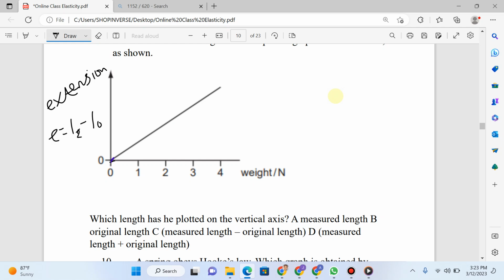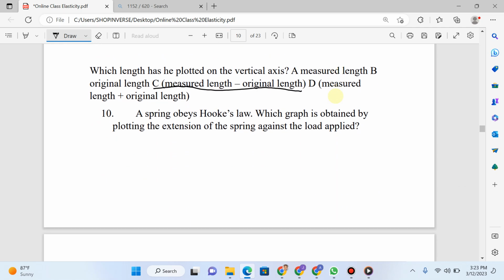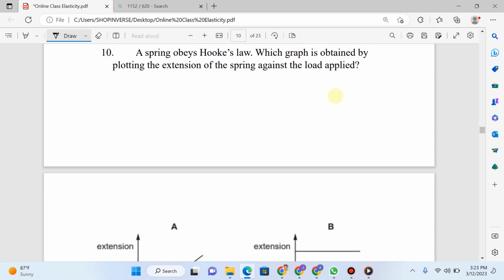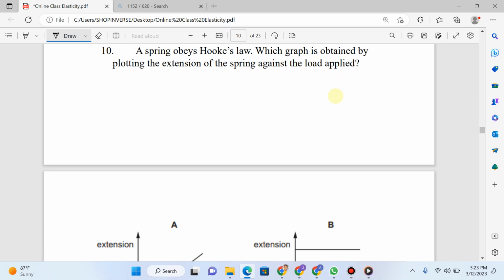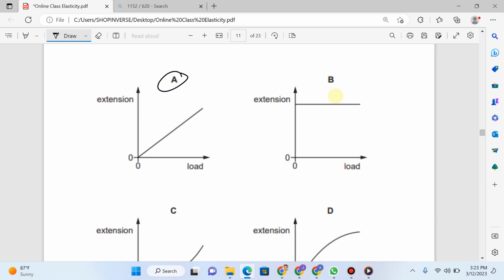Okay, good. So let's see the options. Option A, measured length, no. B, original length, no. C, measured length minus original length. Correct. Option C is the correct answer. D says measured length plus original length. That's wrong. Number 10, a spring obeys Hooke's law. Which graph is obtained by plotting the extension of the spring against the load? Extension against load. That's a straight line graph starting from the origin, which is what we have in option A.